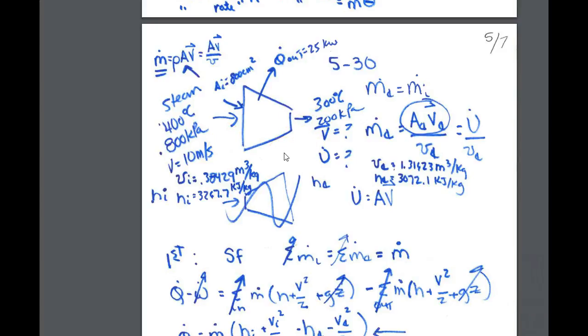So we're told that this particular nozzle is being fed steam, which of course is a compressible fluid. The state of the steam going in is at 400 degrees centigrade and 800 kPa, and it's entering with a velocity of 10 meters per second. We're further told that the cross-sectional area of the inlet is 800 square centimeters. Coming out, we're told that the steam is at 300 degrees centigrade, 200 kPa. So you see the temperature has decreased, the pressure has decreased. We want to know what is the velocity on exit and what is the volumetric flow rate.